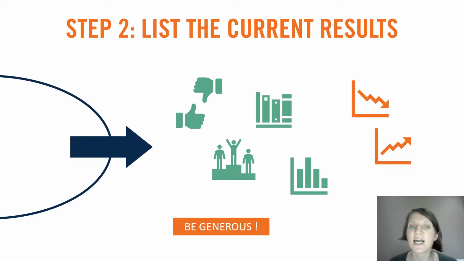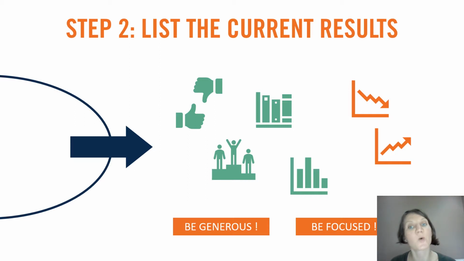Some tips from us. Be generous. No system produces only negative results. Otherwise, it would have already ceased to exist. And second, focus on the most important results. A good first step is to identify the one outcome that the team wants to improve and 2 others that they do not want to make worse in the process.